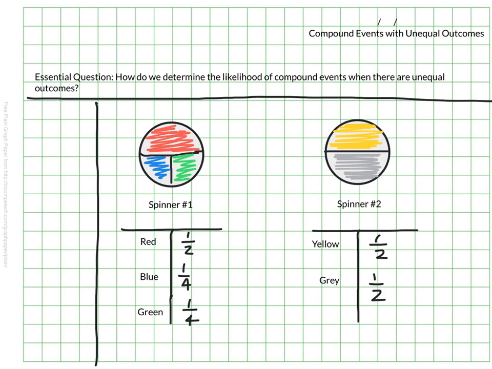So the question is, what's the probability of me spinning a red on the first one, and a yellow on the second one? This might be something that could be useful for a carnival game, for example. Well, I'll start by setting up a tree diagram. That's my favorite of the options, so I'm just going to go ahead and do that on my next page.